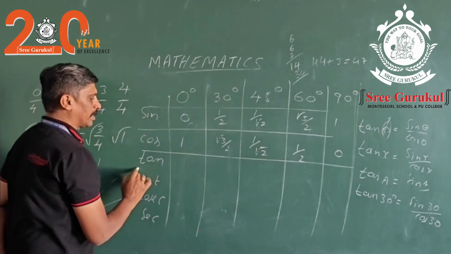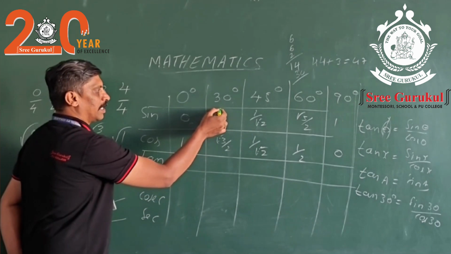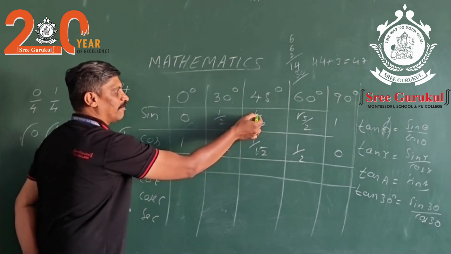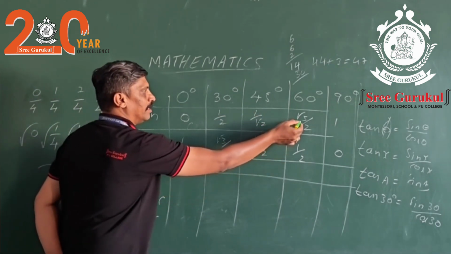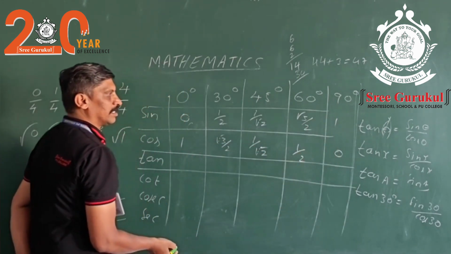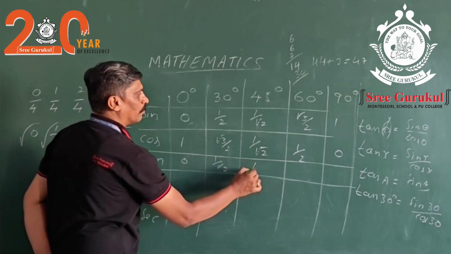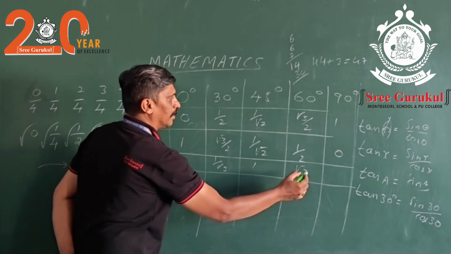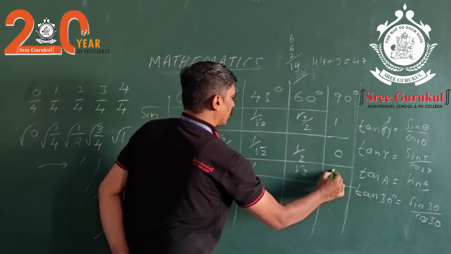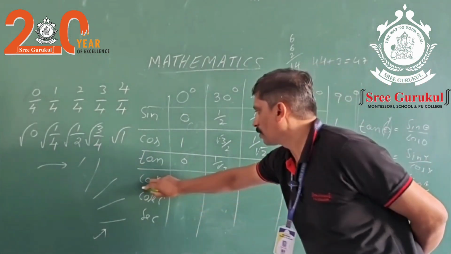In the same way, construct the tan values. What is tan 0? Sin 0 by cos 0. Sin 30 by cos 30 is tan 30. Sin 45 by cos 45 is tan 45. Sin 60 by cos 60 is tan 60. Sin 90 by cos 90 is tan 90. The values are 0, 1 by root 3, 1, root 3, and then 1 by 0, which is infinity. If you learn the remaining formulas, you can write them down yourself.